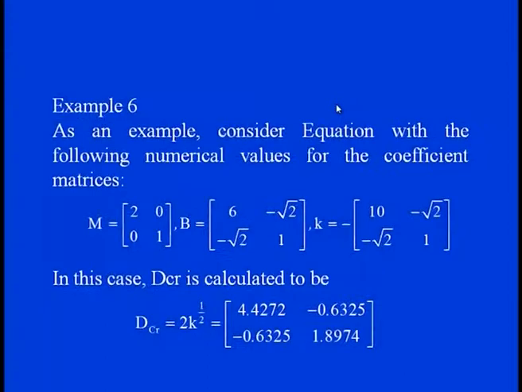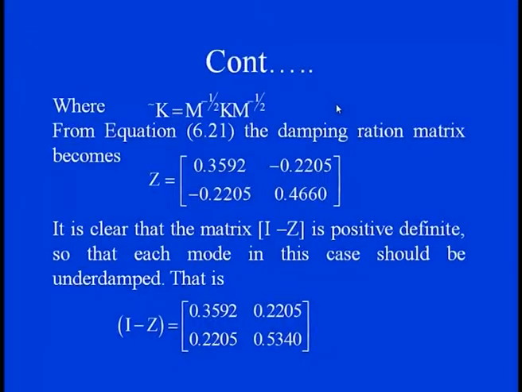So, we can say that this matrix is nothing but the square root of the stiffness matrix, so we have 4.42, minus 0.63, minus 0.63 and 1.8. So, this is my critical damping matrix, and then when we put this matrix into the main equation of k, which is nothing but M inverse half K M inverse half, or M to the power minus 1 K M to the power 1. So, it is the balanced equation which we discussed in the last chapter.